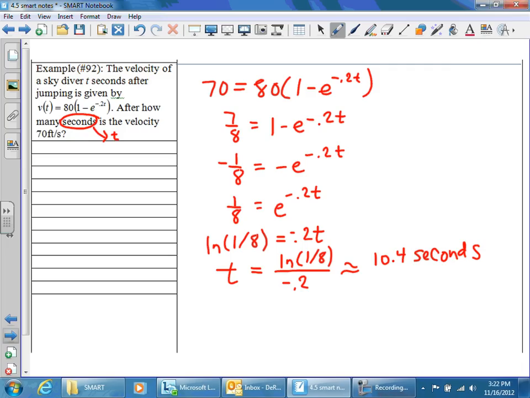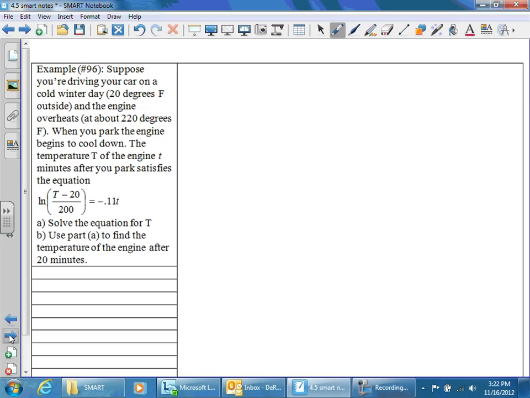All right, guys, one more. Whew. You can do it. All right, suppose you're driving your car on a cold winter day, 20 degrees Fahrenheit outside, and the engine overheats. Oh no, at about 220 degrees Fahrenheit. When you park, the engine begins to cool down. The temperature T of the engine, T minutes after you park, satisfies this equation. Solve the equation for big T.